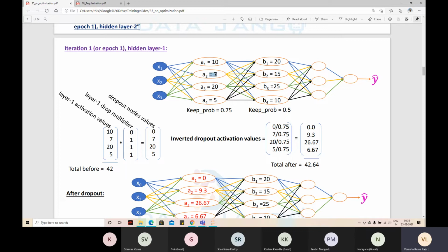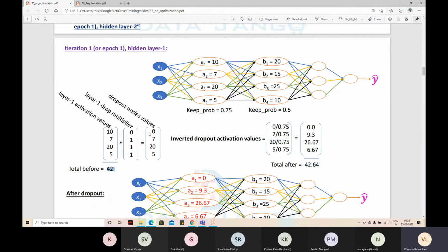For the first node, the activation value is going to be this one. For the second node, the activation is not 7, this is going to be the activation. This is the activation for the fourth node. So inverted dropout activation values are the values going into the next layer. When you apply dropout, we nullified one node and tried to add that nullified value to the other nodes. So with inverted dropout, you see 42.64 you got.